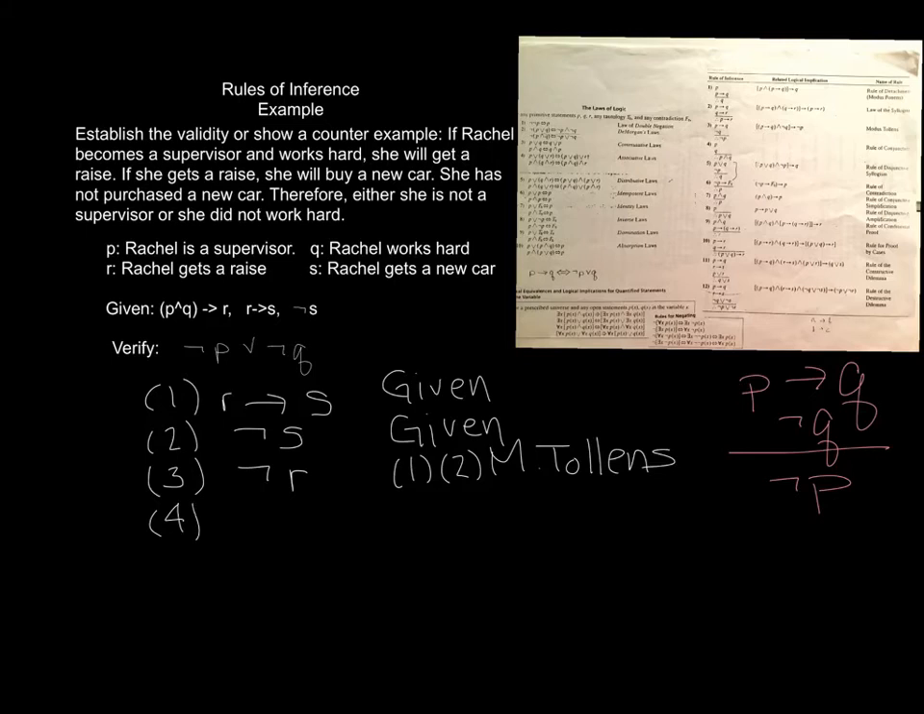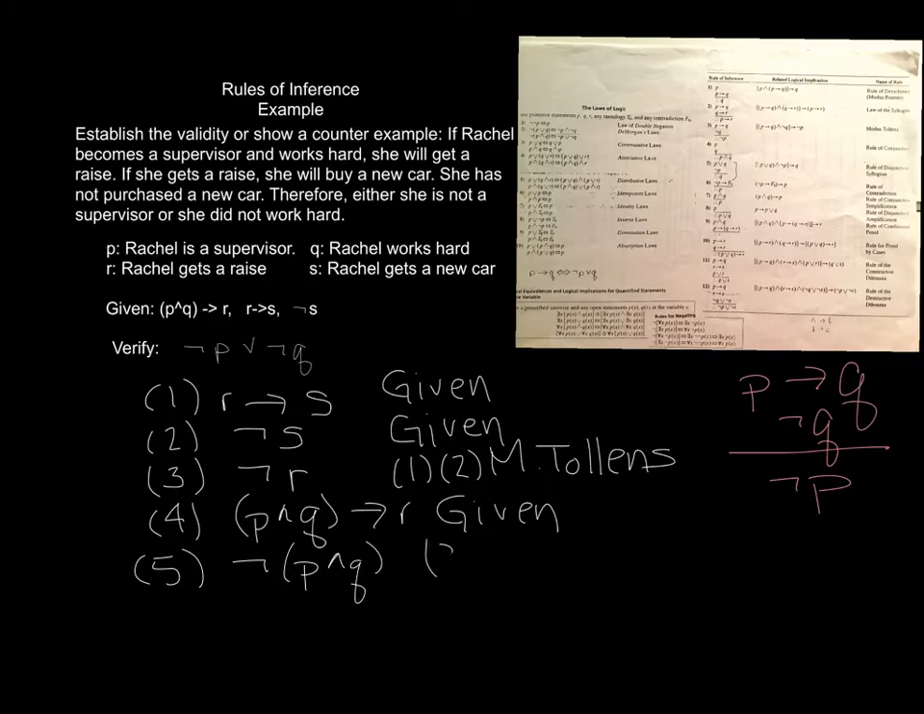Step 4, we have P and Q implies R, and that is a given. And then step 5, I am going to say not P and Q. And this comes from line 3 and line 4, and again from modus tollens. So take a quick look. I'm using step 3, which says not R. Since that's the conclusion of this implication, that must mean that the assumption was false.